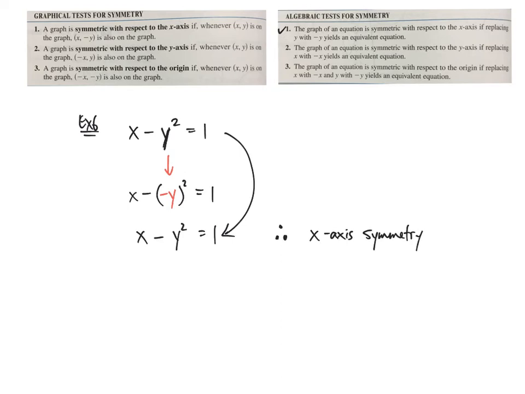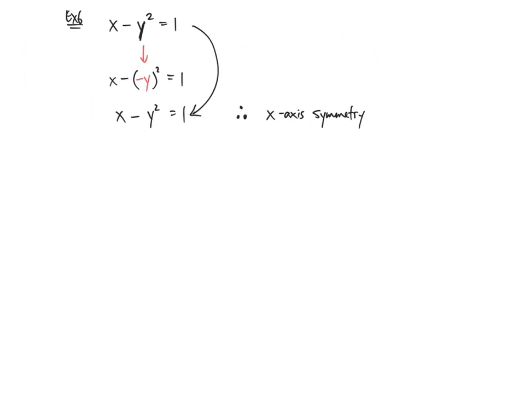Okay, now you could run the other test as well. So if we start with x minus y squared equals 1, and this time if we replace x with negative x, you can see right away that there's nothing you could do to make this equation the same as that. They're totally different equations. So that means, therefore, there is no y-axis symmetry.